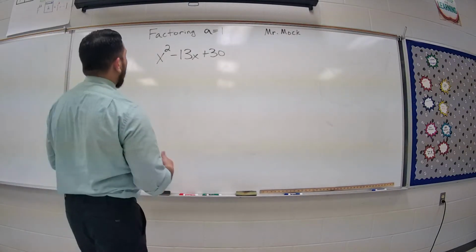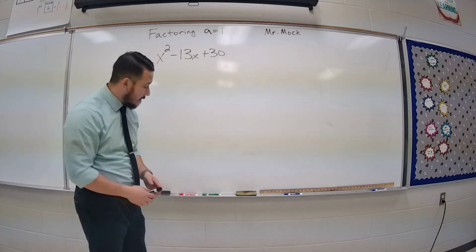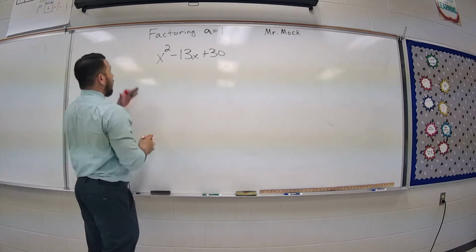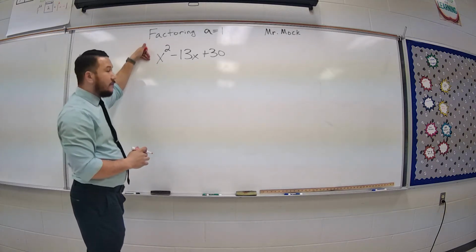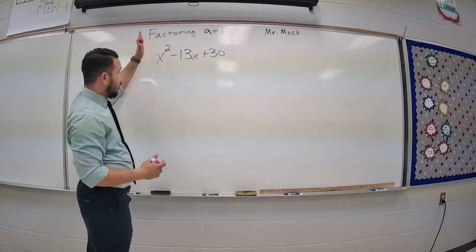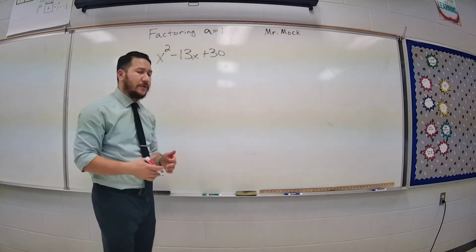So what we're going to take a look at today is basically how to factor when our a equals 1. So when we're talking about a equaling 1, we're basically looking at this part. Because there's no coefficient in front of this, that's technically going to say that I have 1x squared. So that's what we're talking about when our a equals 1. So let's go ahead and get started.